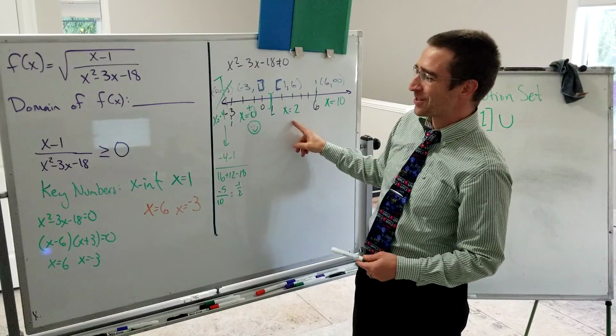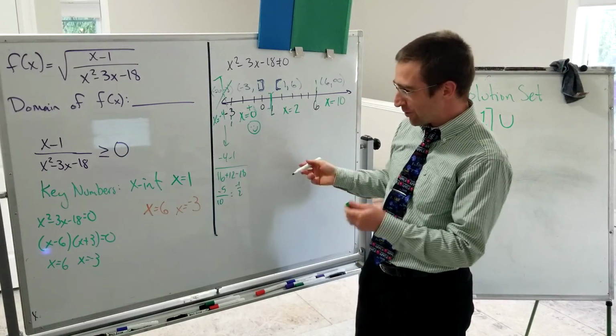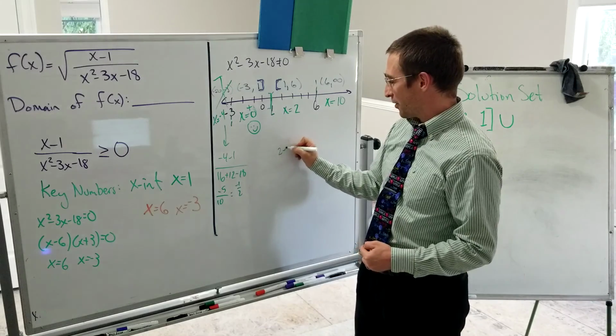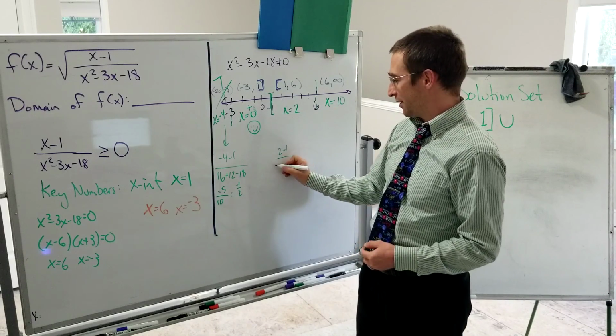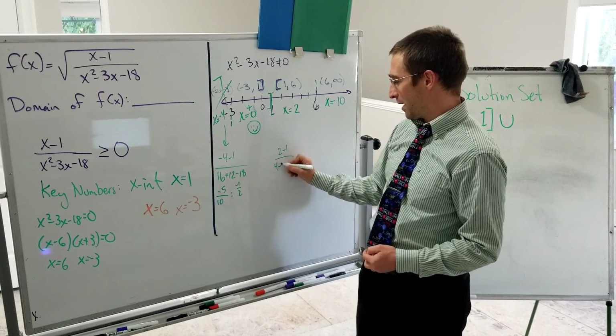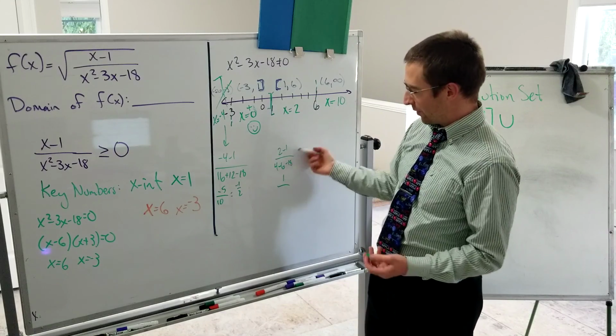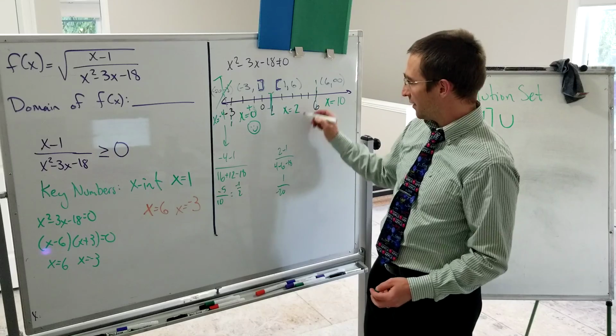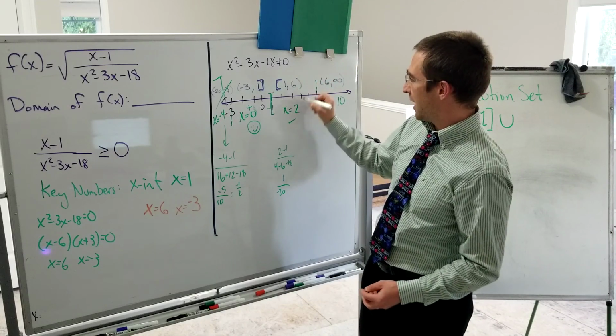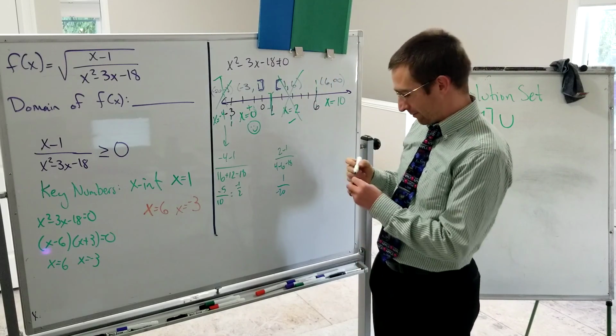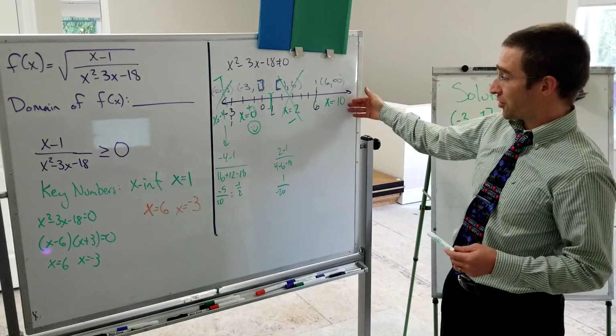So x equals 2, let's try that. If I put 2 in for x, I get 2 minus 1 over 2 squared is 4, minus 6 minus 18. So basically it's 1 over negative 20. We're negative here. Negative, we don't want that one.